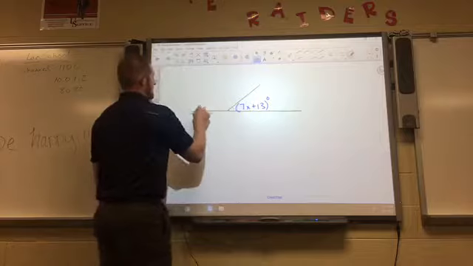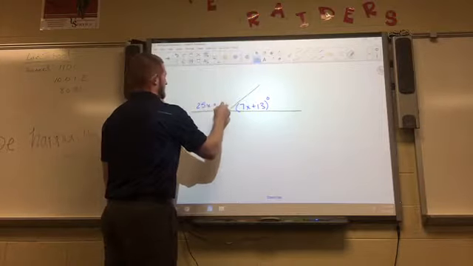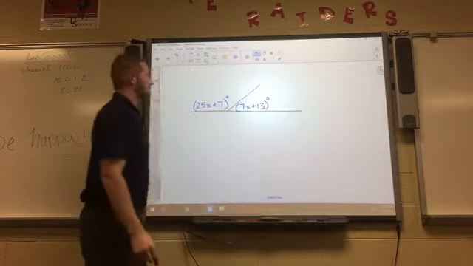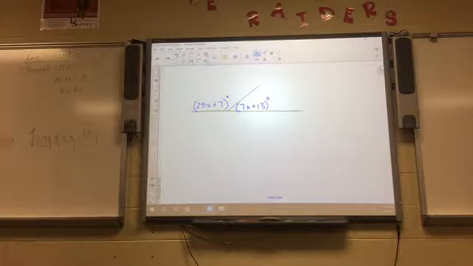And this angle over here is 25x plus 7 degrees. They want to know, what are the two angle measures? We have to know a little bit of information before you can solve this. What else do we know about this diagram? Why do they have to add to 180? Because it's a straight line.